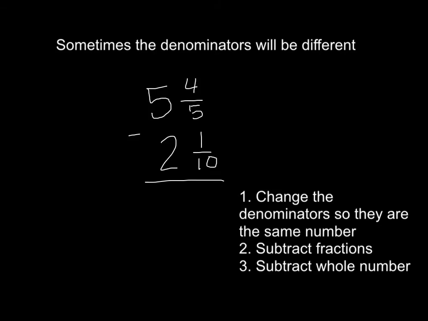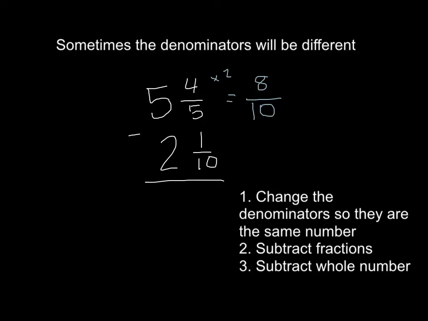However, sometimes your denominators might be different from each other. As you can see in this problem, we have 5 4/5 subtract 2 1/10. Our denominators 5 and 10 are different, so we need to change them in order to make them the same. I know that 5 can go into 10, so I'm going to make this 4/5 equal an equivalent fraction that has 10 as its denominator. 5 times 2 is 10, so 4 times 2 equals 8. So my new problem reads 5 8/10 subtract 2 1/10.